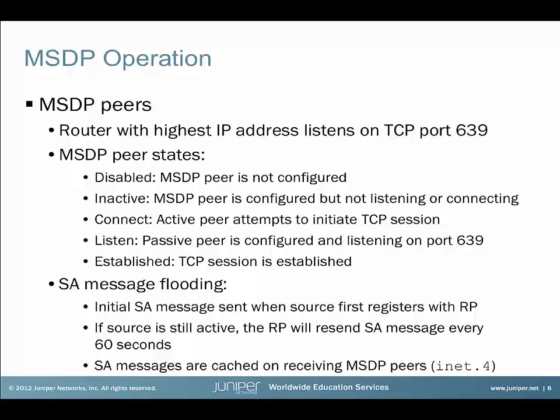The receiving MSDP peer stores this information in its SA cache if the message passes the RPF peer check. In Junos, there's a special table for this called inet.4, which is the MSDP SA cache. Any SA message that passes the RPF check is sent to all MSDP peers except the peer where the SA message was received.